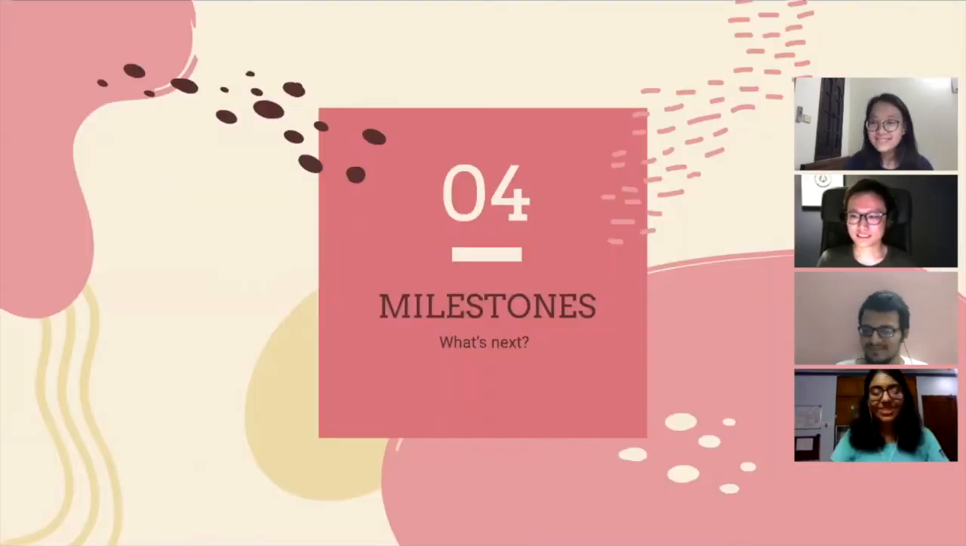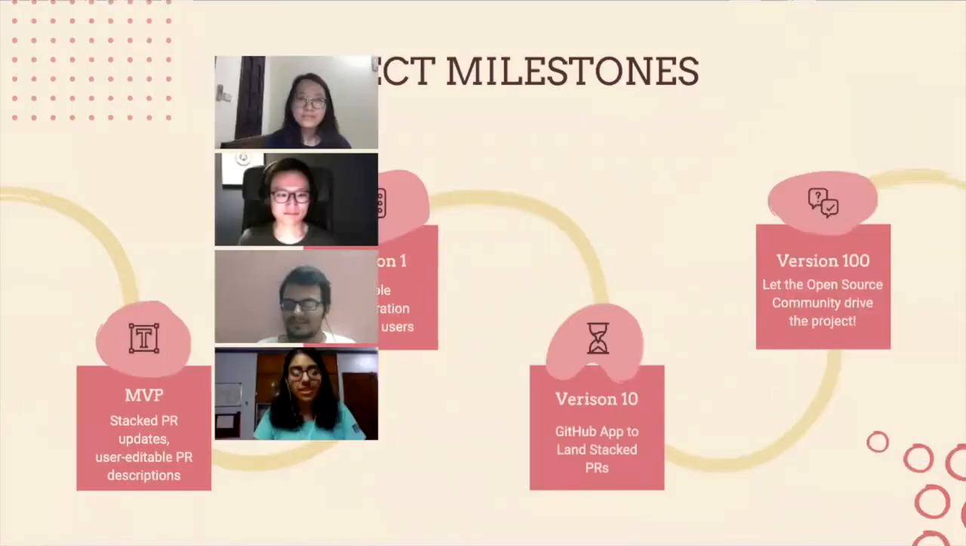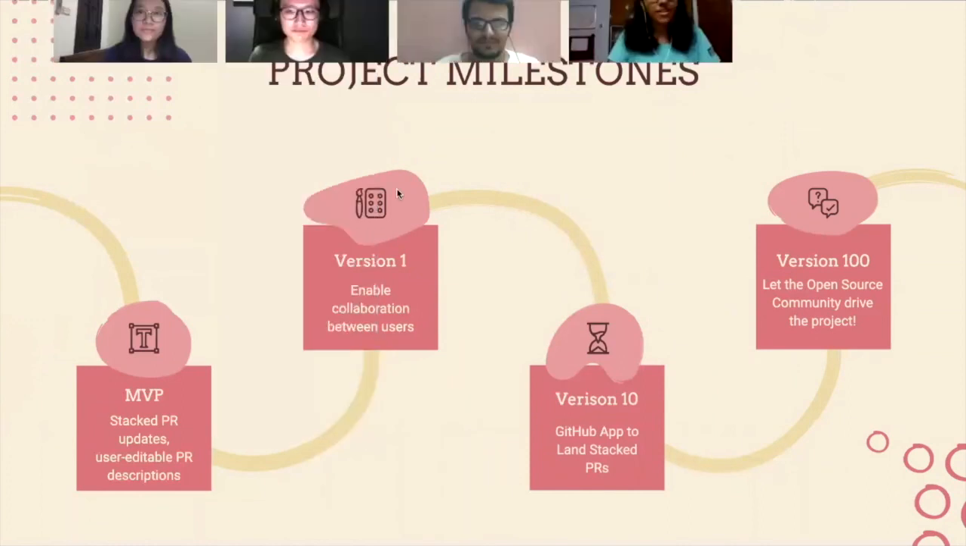So now I'm going to talk about what's further for the project that we're working on. How do we intend to finish the MVP, and what is going to be the first version like? So for the MVP, there's still a couple of things that we need to get there. We need to have stacked PR updates. We need to let the user make some changes in the description of the PR, as well as be able to update any old PRs if they're already there.